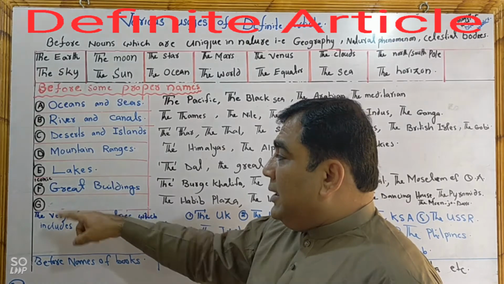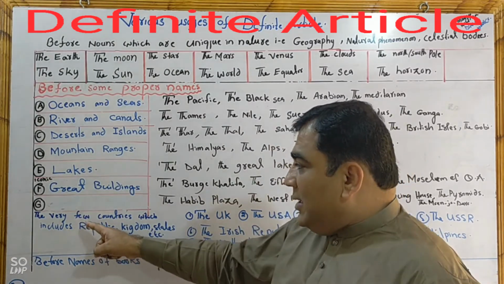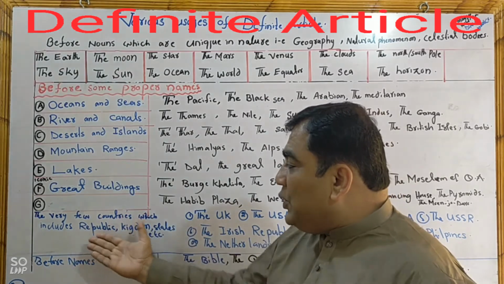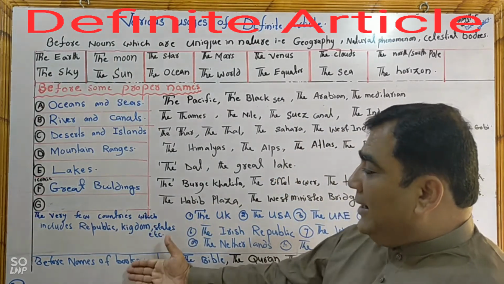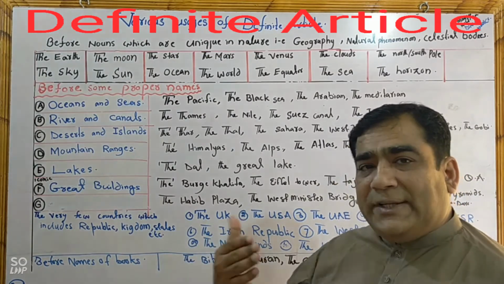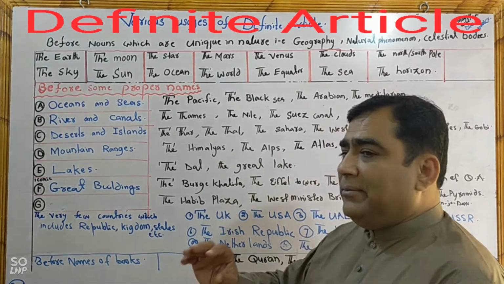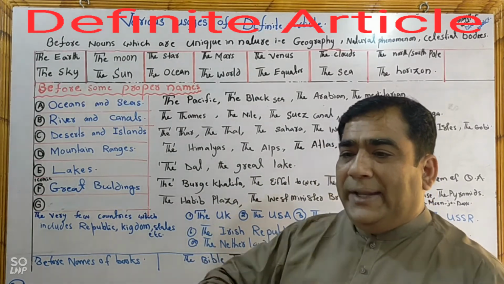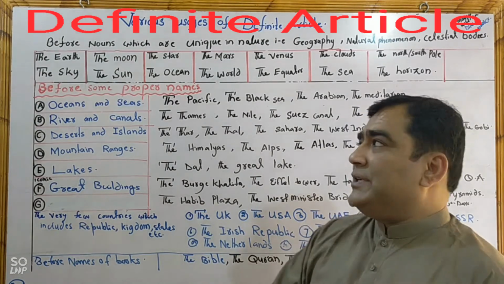Lakes, great buildings, iconic buildings, the very few countries which include republic, kingdom, states of that one. And before names of books, I mean divine books, we have some guidance: we have to put the definite article before such kind of things.